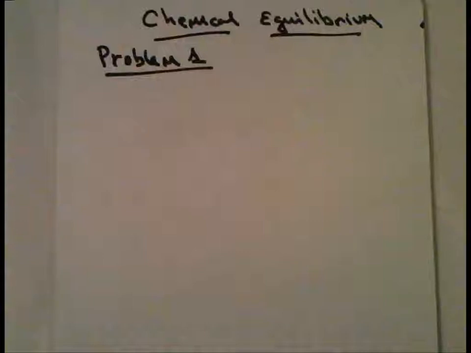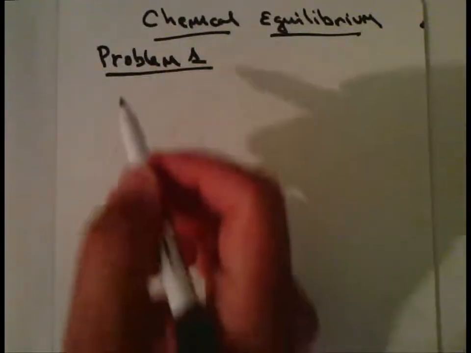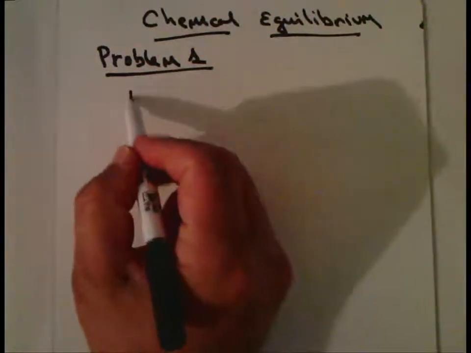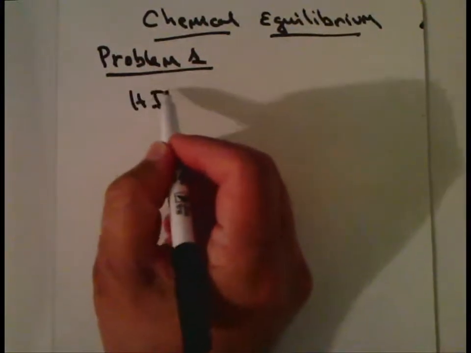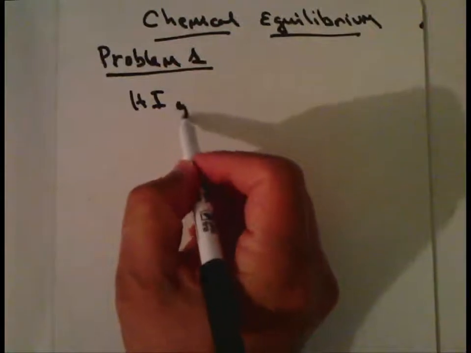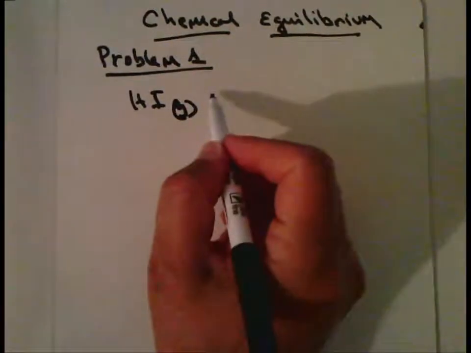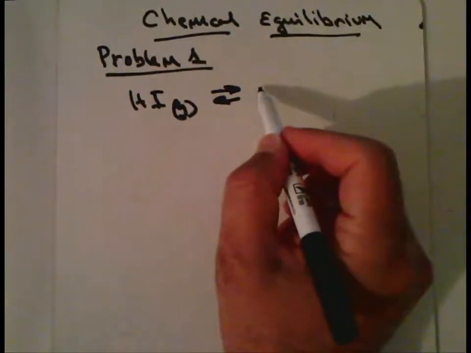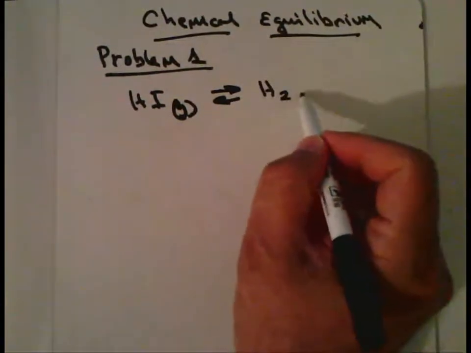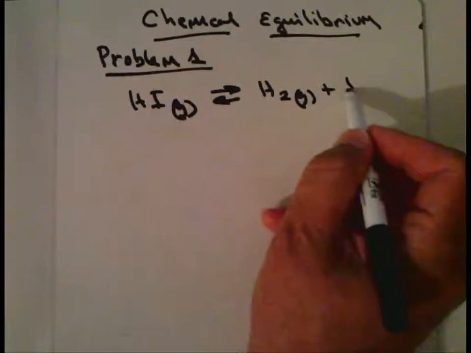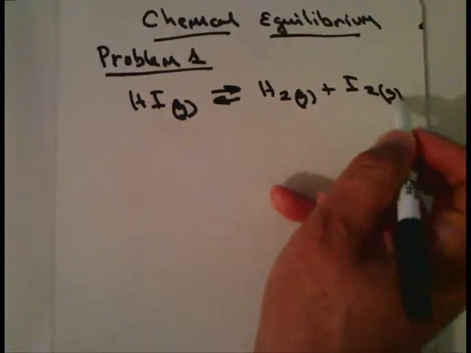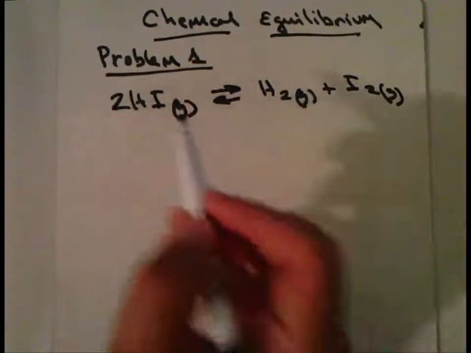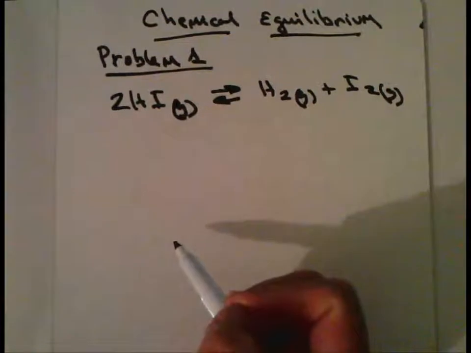The example of the chemical equilibrium will be the following. Sometimes they give you the following equation. Let's say hydrogen iodide gas, that will be a homogeneous equilibrium, decomposing, forming hydrogen gas and iodine. We need to balance this one, so placing a 2 here will be enough.